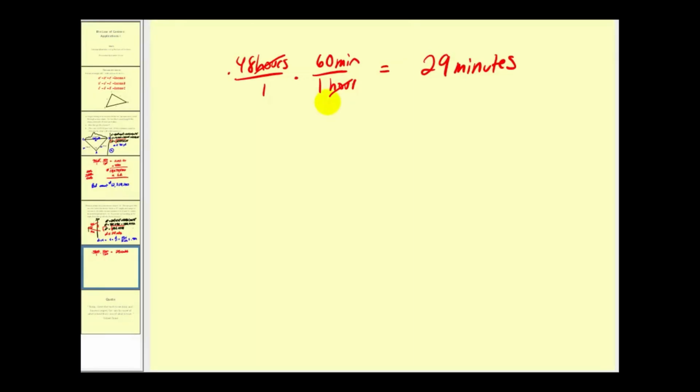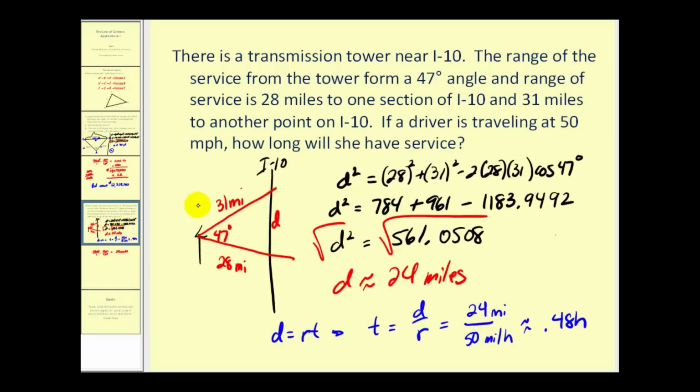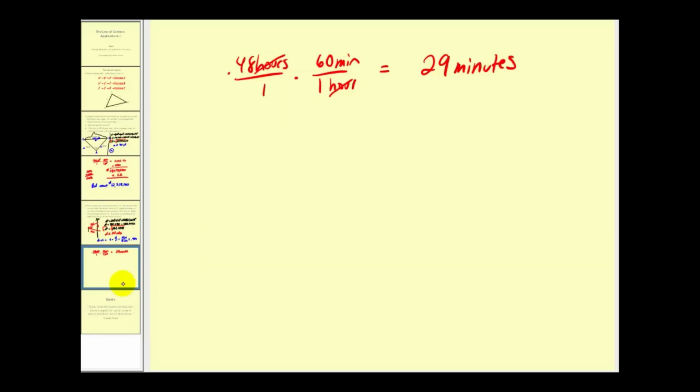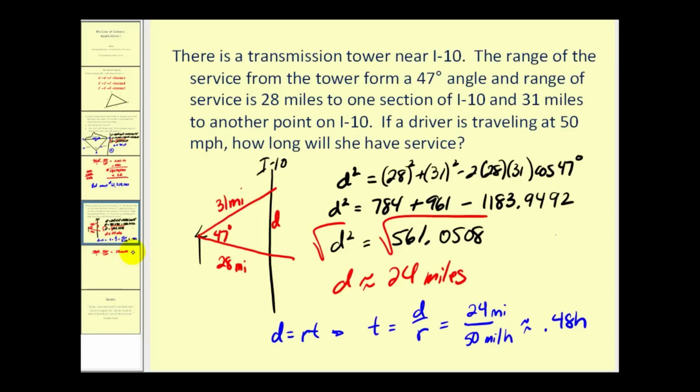Now notice how I'm rounding to 2 significant digits, and the reason I am is because all of the given information has 2 significant digits, so I'm maintaining that consistency throughout this problem. Sometimes textbooks ask you to round to a specific place value.